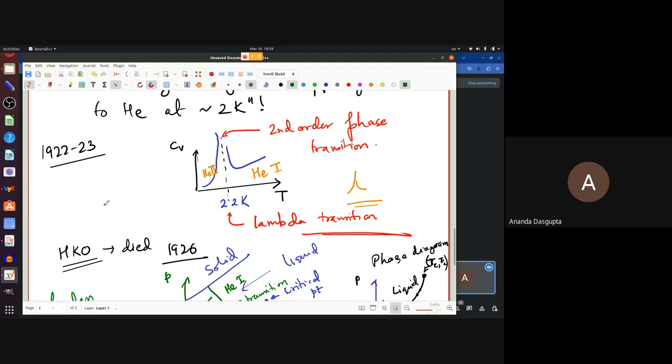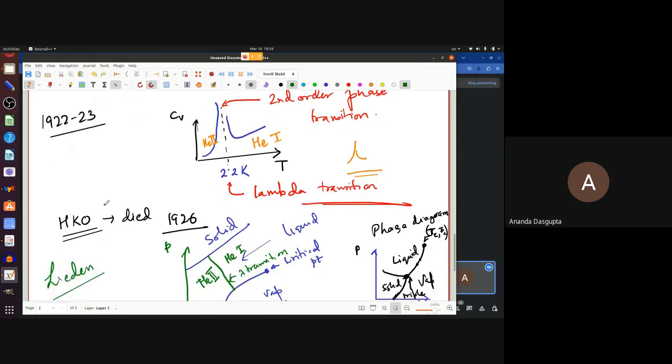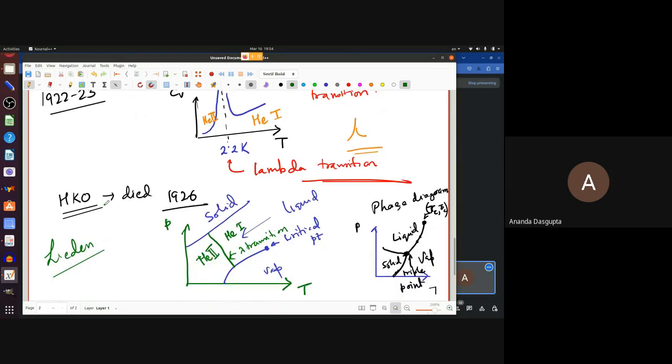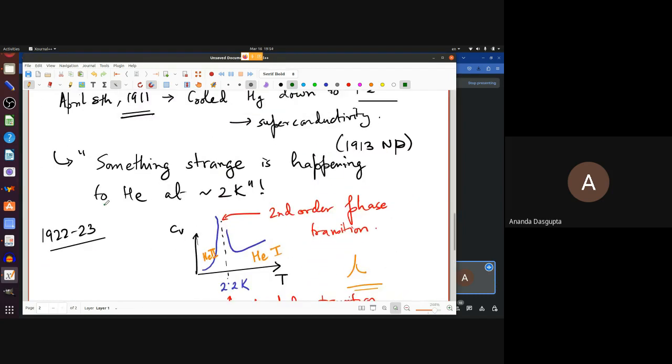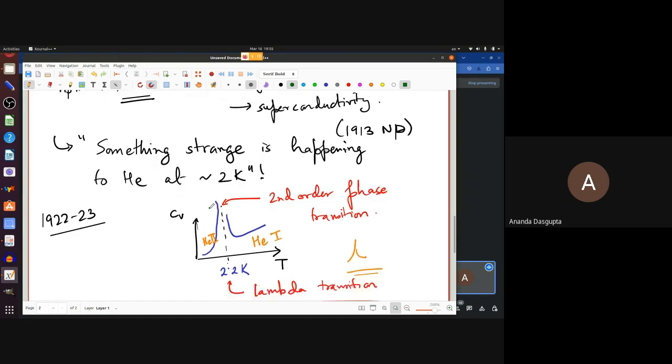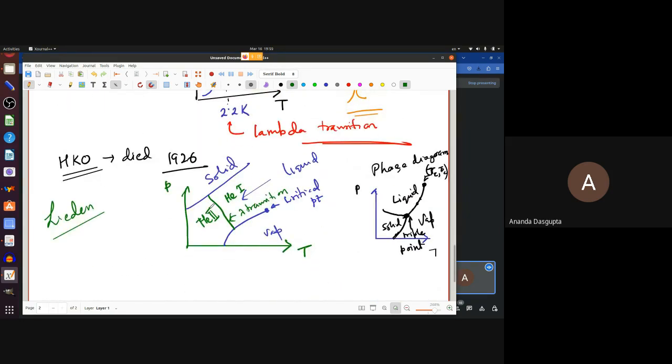At this point of time, when they mapped out this phase diagram properly, they could also figure out what really was happening. Is this something strange that Kamerlingh Onnes had noted down so many years ago? What really was happening there? What Kamerlingh Onnes had observed is something like this.